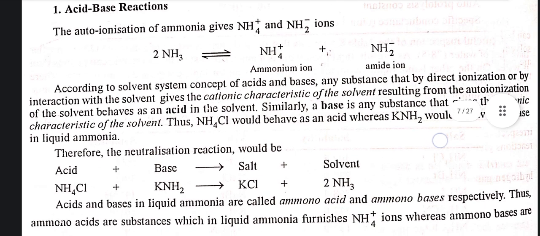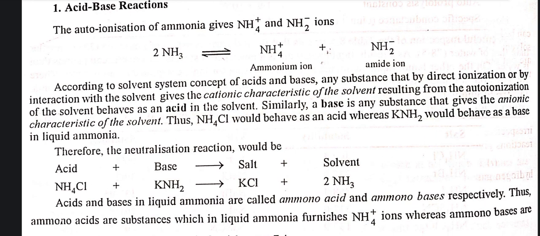According to the solvent system concept of acids and bases, any substance that, by direct ionization or by interaction with the solvent, gives the cationic characteristic of the solvent resulting from the autoionization of the solvent behaves as an acid in the solvent. Similarly, a base is any substance that gives the anionic characteristic of the solvent. Thus, NH4Cl would behave as an acid, whereas KNH2 would behave as a base in liquid ammonia.